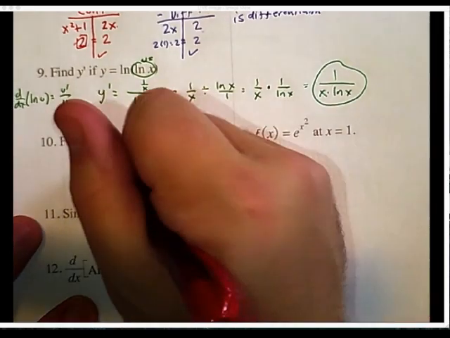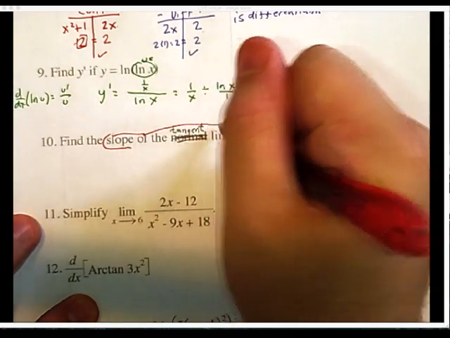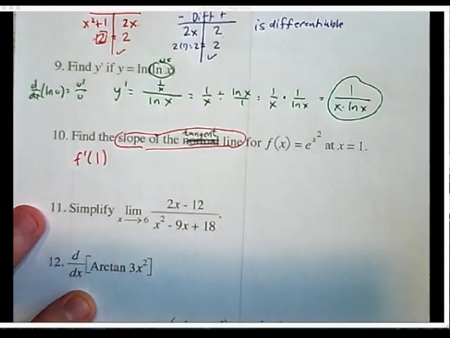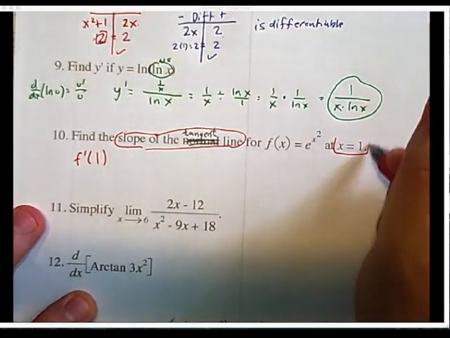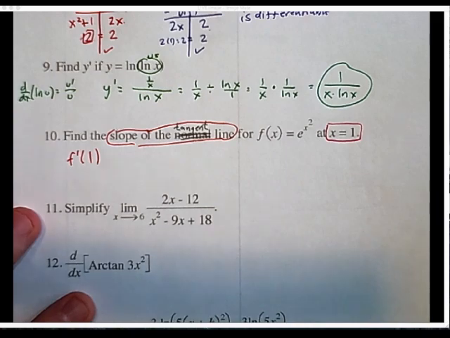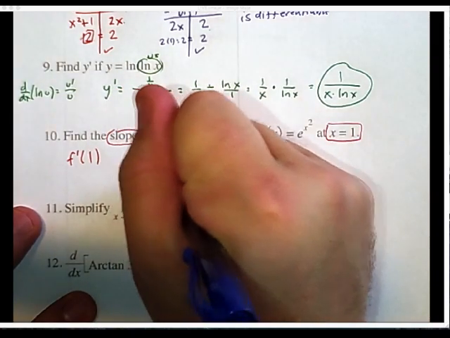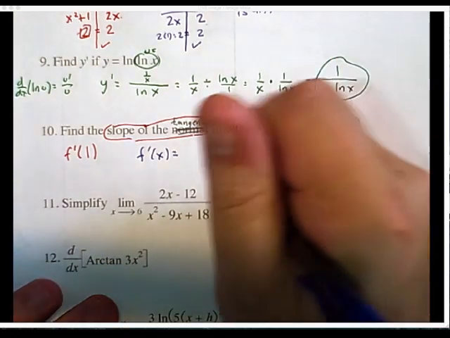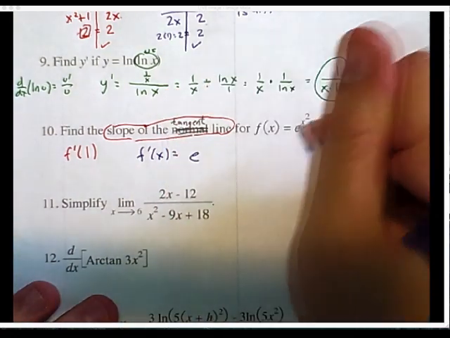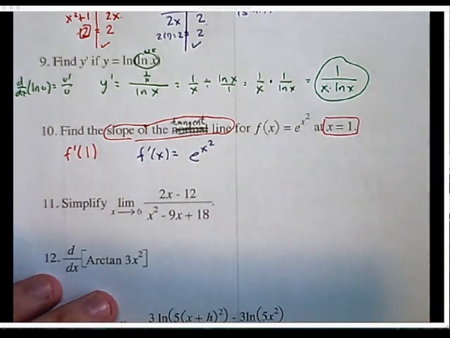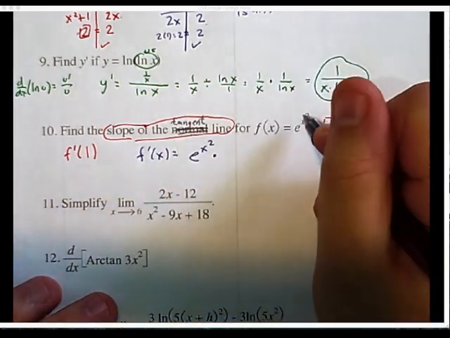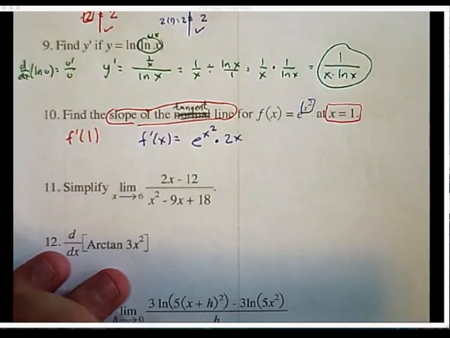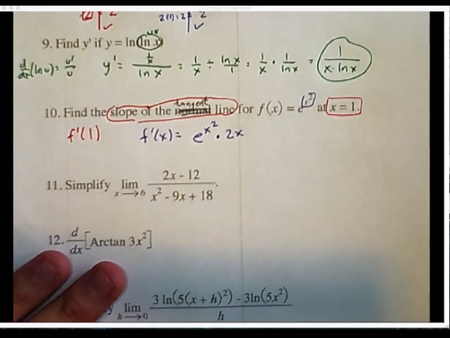Number 10, all I want to know is the slope of the tangent line. That means derivative. So all I want to find here is f prime at 1, at this x value. Before I can find f prime at 1, I need to find f prime of x. So it's some e. When I take the derivative of e to the u, I get another e to the u times u prime. What's the derivative of x squared? It's 2x. So that's the general equation for the derivative function.